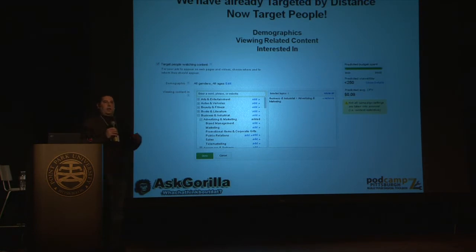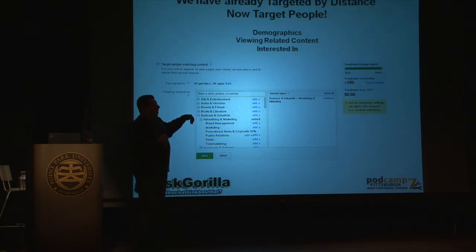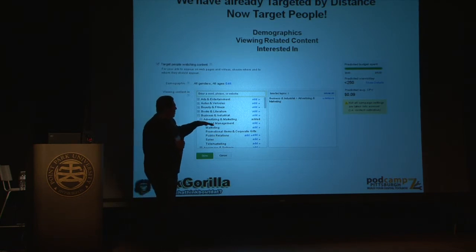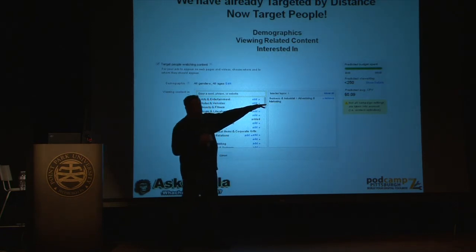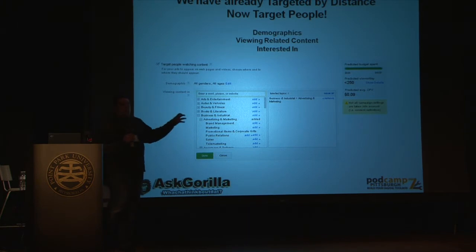So, we've targeted by distance. You can also target by what people are searching for, what their interests are, and specific keywords. YouTube is broken down into content, or categories, I'm sorry. Art and entertainment, autos and vehicles, beauty and fitness. You can drill down. In this case, I drilled down to business, industrial, advertising, marketing, and boom, I put it over there. So people interested in that may also be interested in the content that's on my website. So I'm going to target people specifically looking at content in that area.